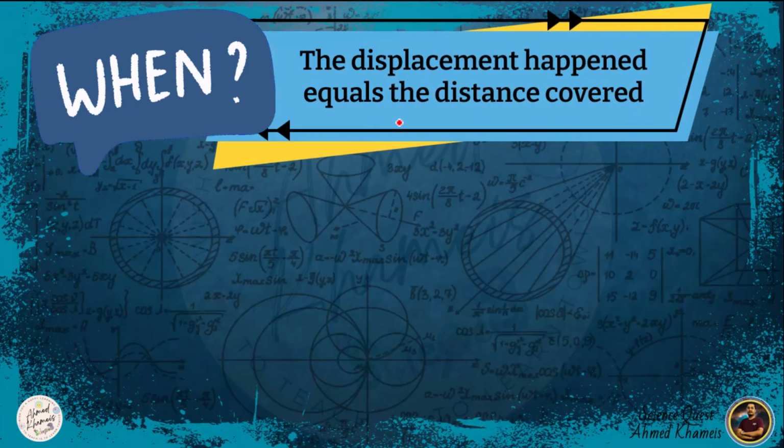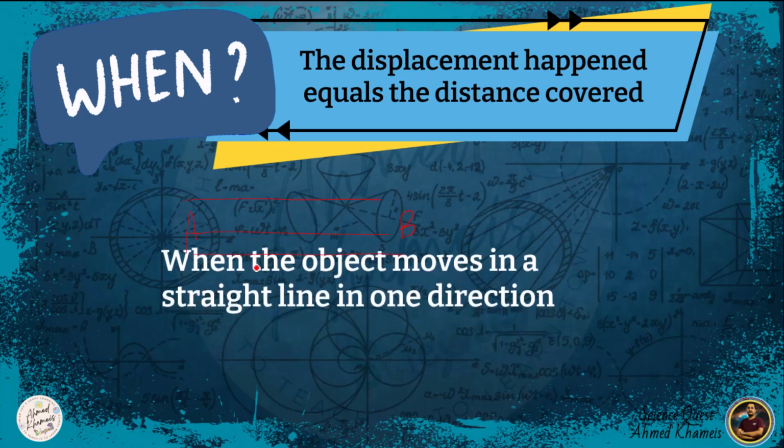When does the displacement equal the distance covered? If the body moves from A to B, the distance will equal the length of the line AB, and the displacement is the shortest, straight line in a certain direction from the starting point to the end point, and the object only moves from A to B. So the displacement will equal the distance when the object moves in a straight line in one direction.